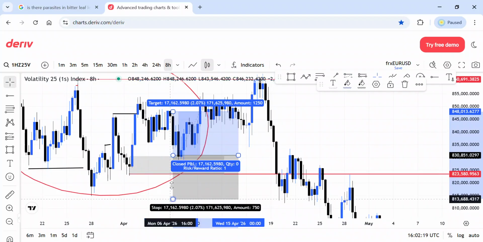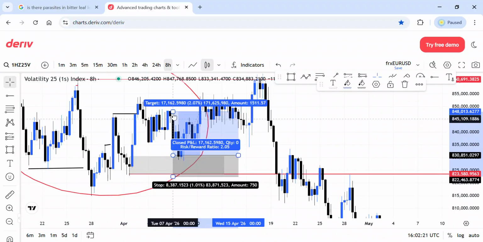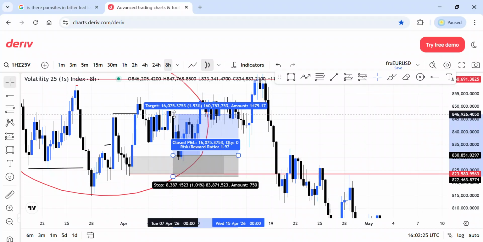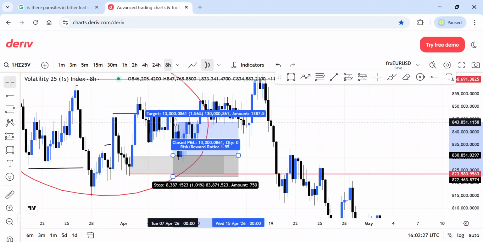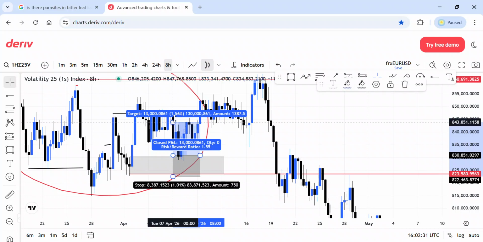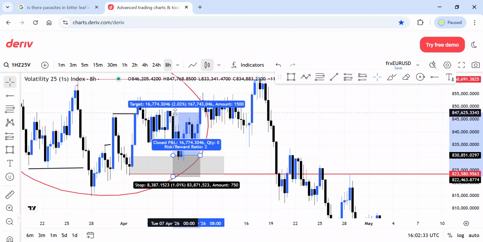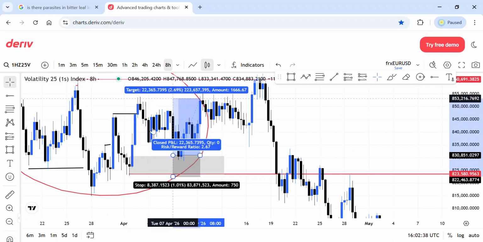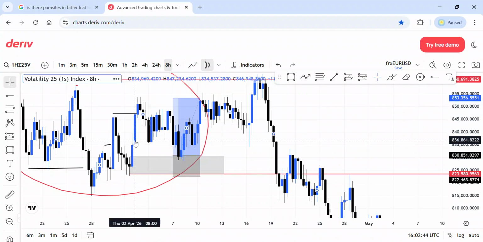Your stop loss is just going to be below this low. Then you target 1 to 1.5, something like this, or you target 1 to 2. Or probably you might just target the external range liquidity, which is the buy side liquidity, something like this. Easy peasy, no stress.